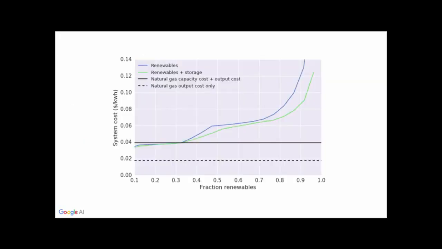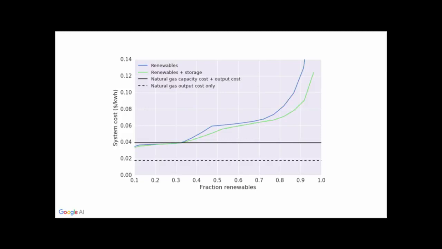So here's the bottom line. The x-axis is the fraction of renewables. So that's if you enforce it in some way via some policy. And the y-axis is that system cost, remember, the sum between the capacity and the output costs. So there's a few lines here to take note of.